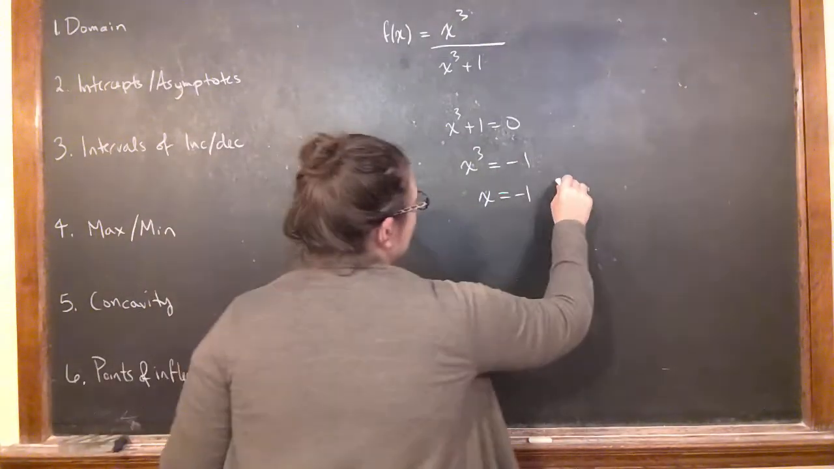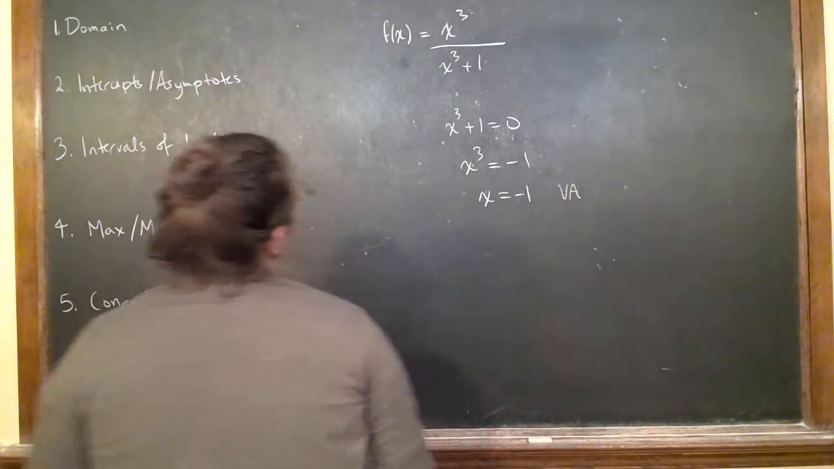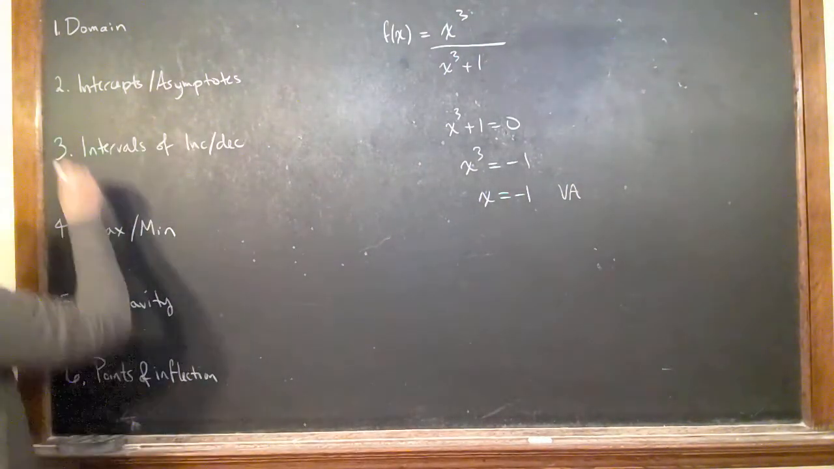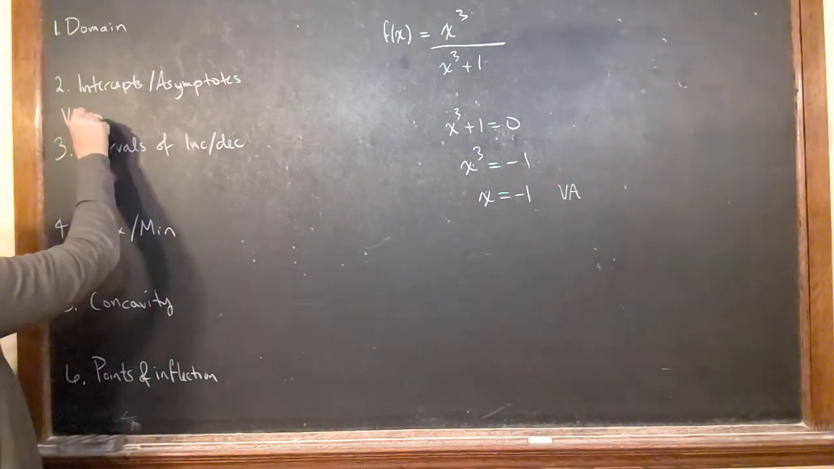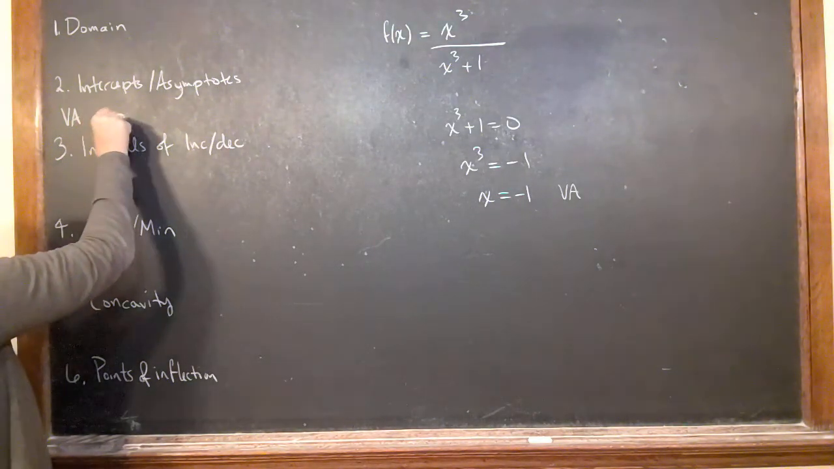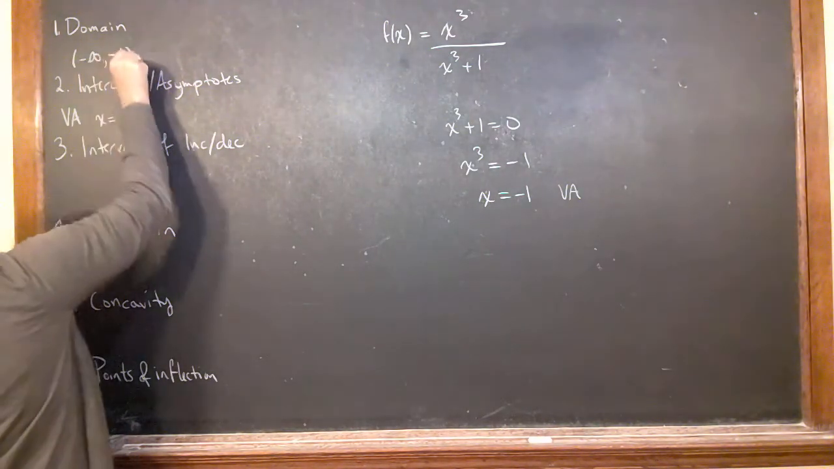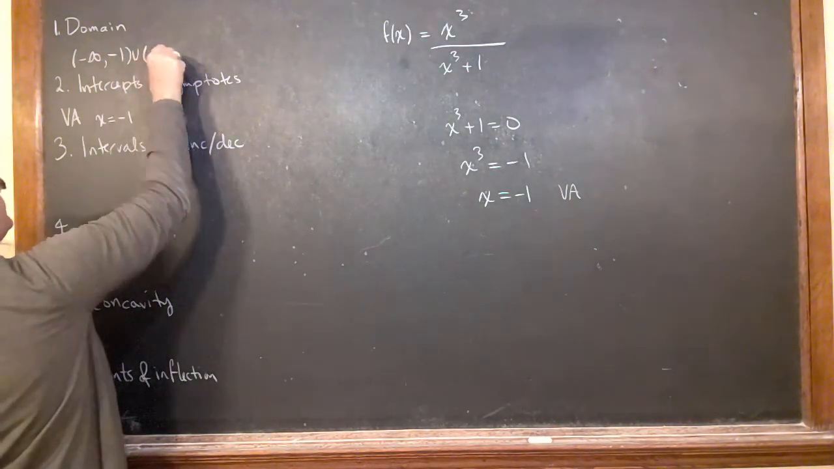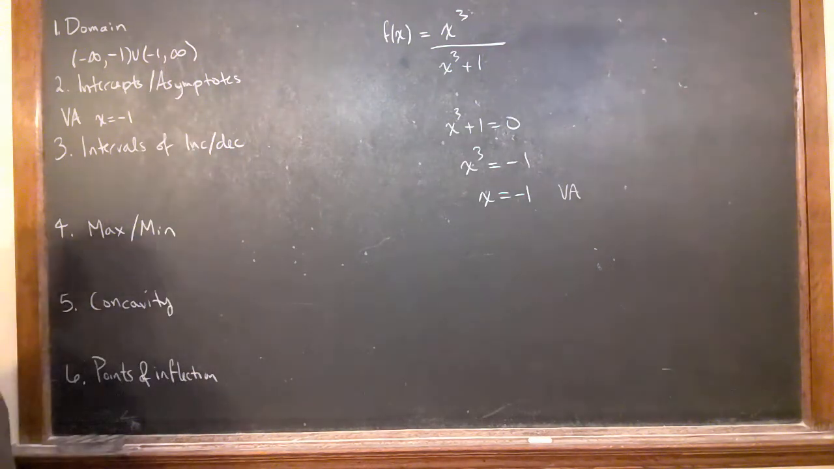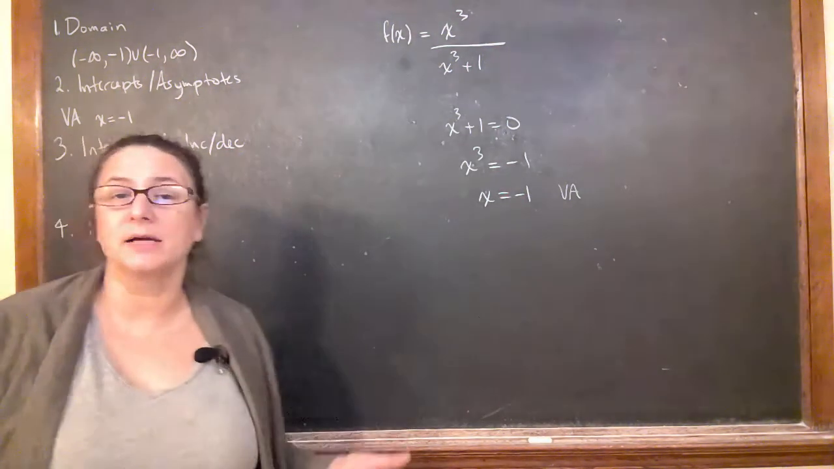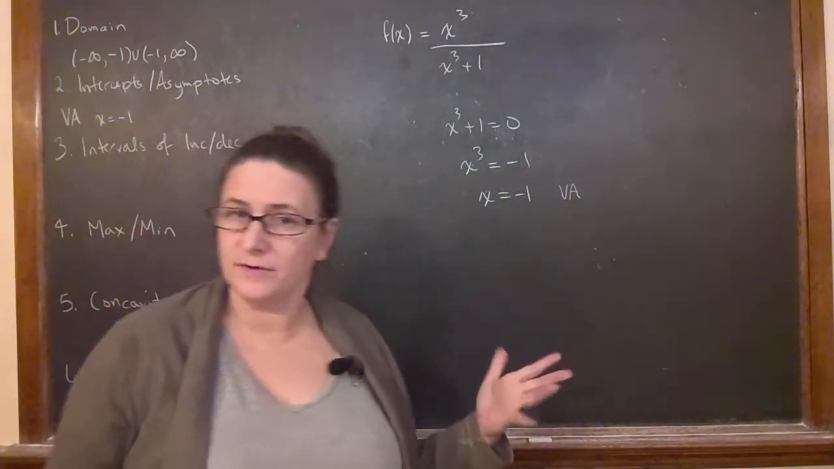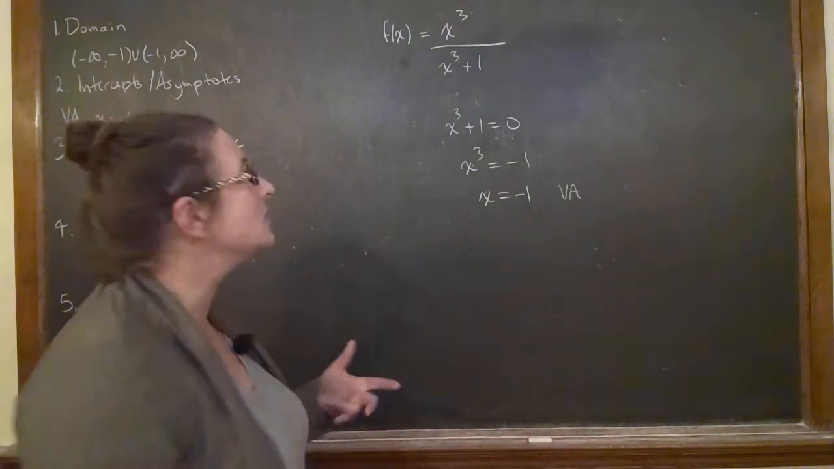So this is going to be actually a vertical asymptote, right? So I can write that down here. Vertical asymptote, x equals -1. My domain is everything but -1. In addition to the vertical asymptote, though, because it's a rational function, I probably know I have some horizontal asymptotes too.